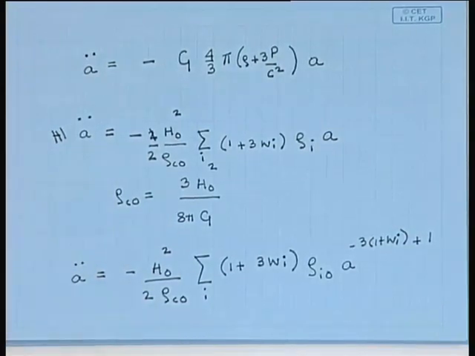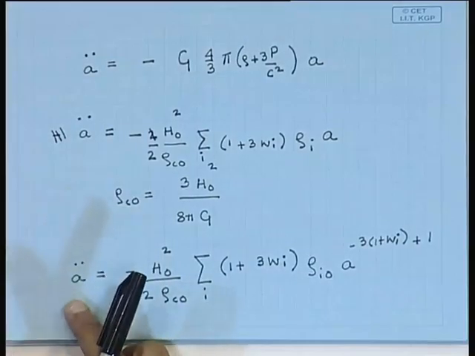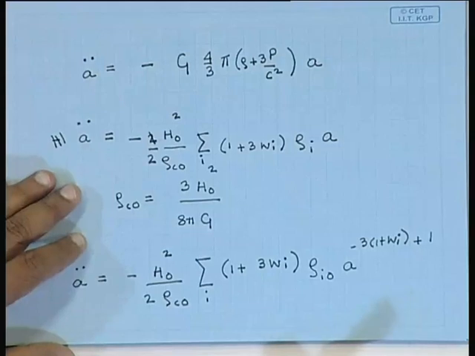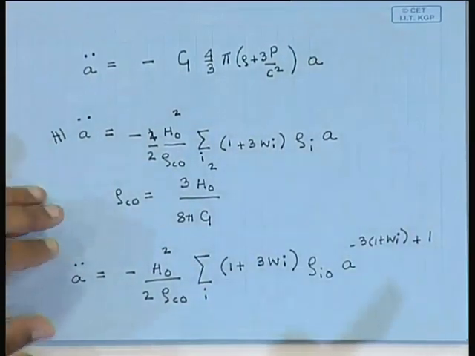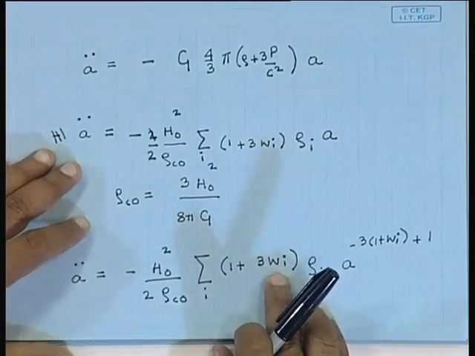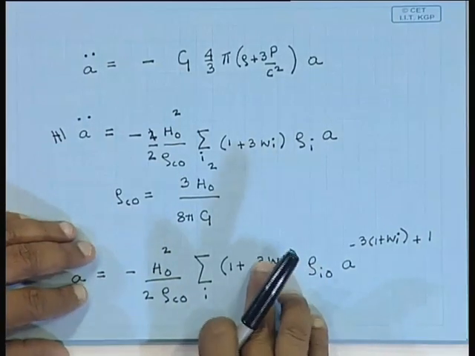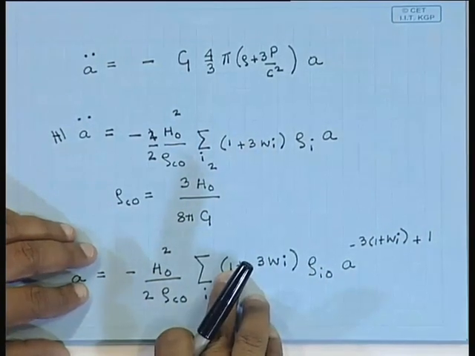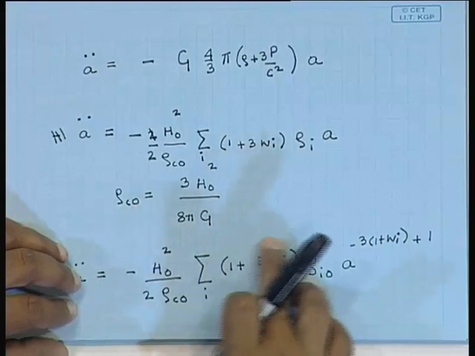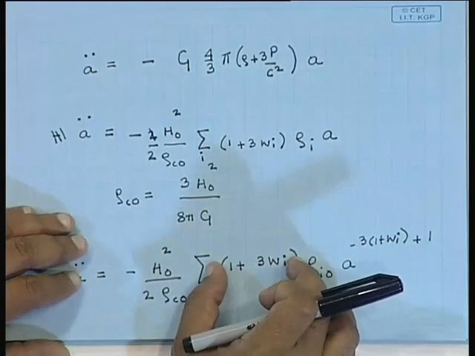Now, there is a question that can be asked straight away. For what value of w will the universe be accelerating and not decelerating? Suppose I have a material which has negative pressure. So, w is going to be negative. If w is negative, there is a possibility that this term is going to exceed 1. If this term exceeds 1, then this thing in the bracket could be negative.